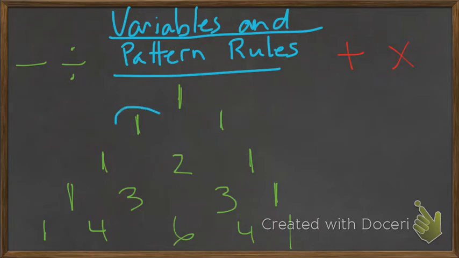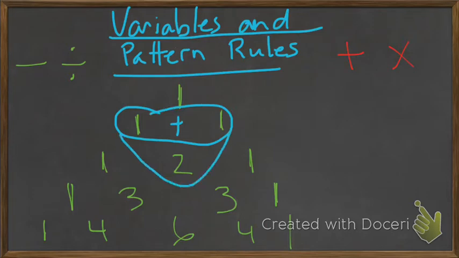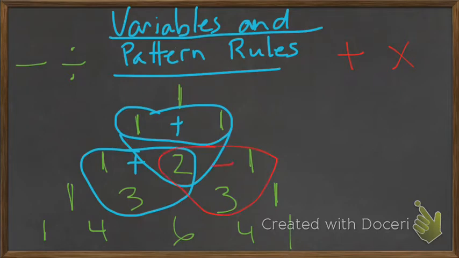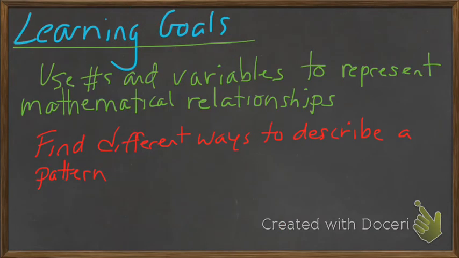If I take these two ones here and I add them together, I actually get that 2. And if I take these values here, 1 plus 2 equals 3. Same with these values here. 2 plus 1 equals 3. 1 and 3 make 4. 3 and 3 make 6. And so on.